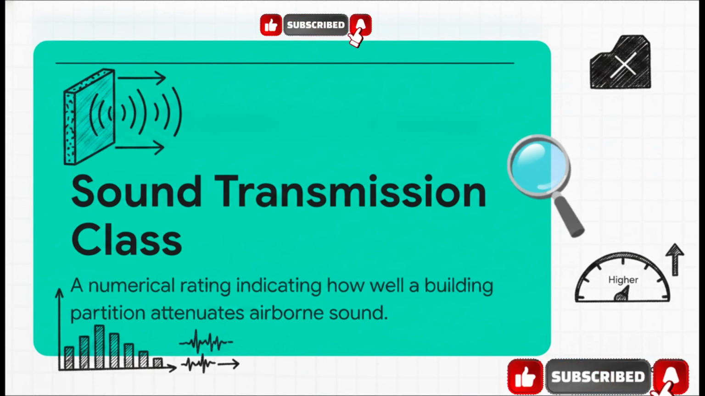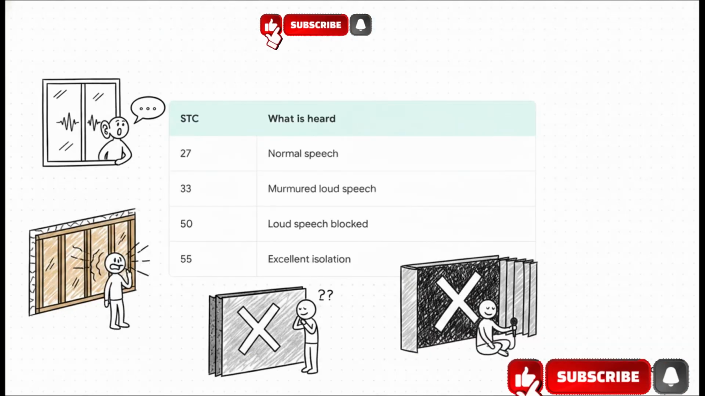The crucial metric here is STC, or Sound Transmission Class. It's basically a single number rating indicating how well a building partition attenuates or reduces airborne sound. The higher the number, the better the wall is at stopping sound dead in its tracks. Let's translate that STC data into real life.